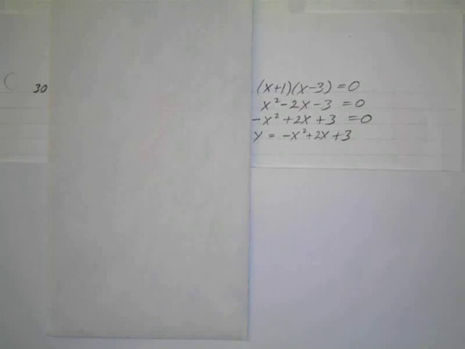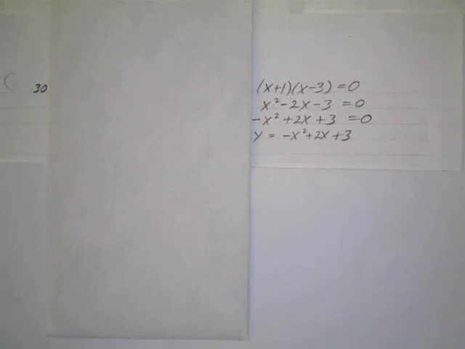Okay, this is number 30, and if I read it, it says the graph of a quadratic function, a parabola, has x-intercepts -1 and 3 and a range consisting of all numbers less than or equal to 4. Determine an expression for the function. Well, if it's less than or equal, that means it has a maximum.